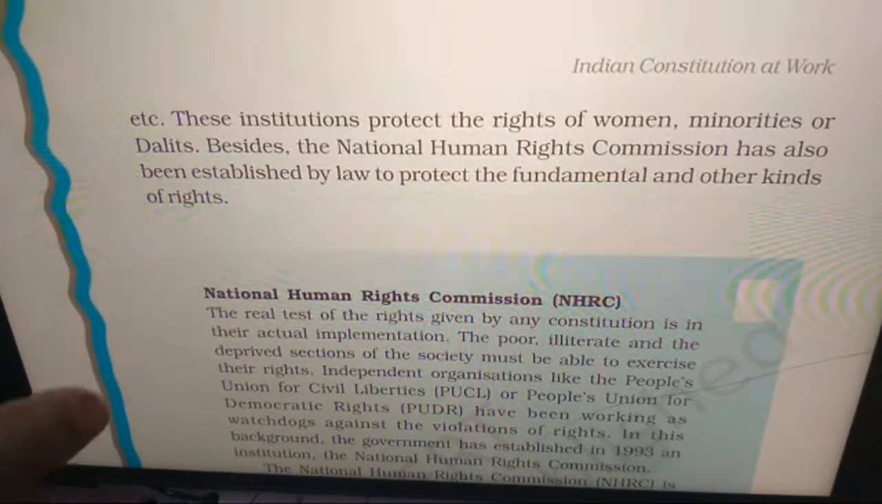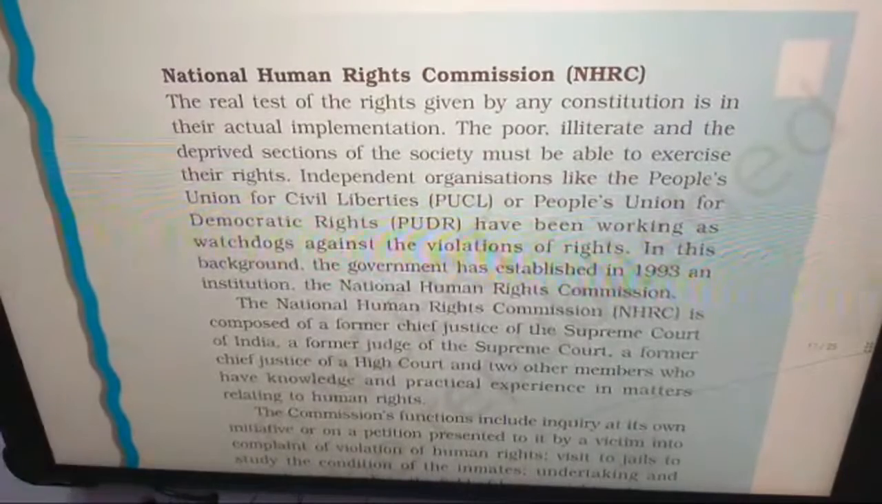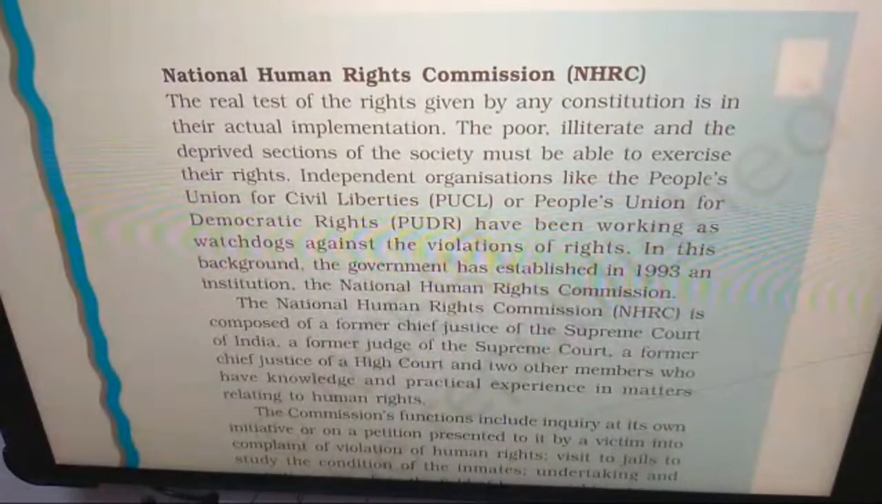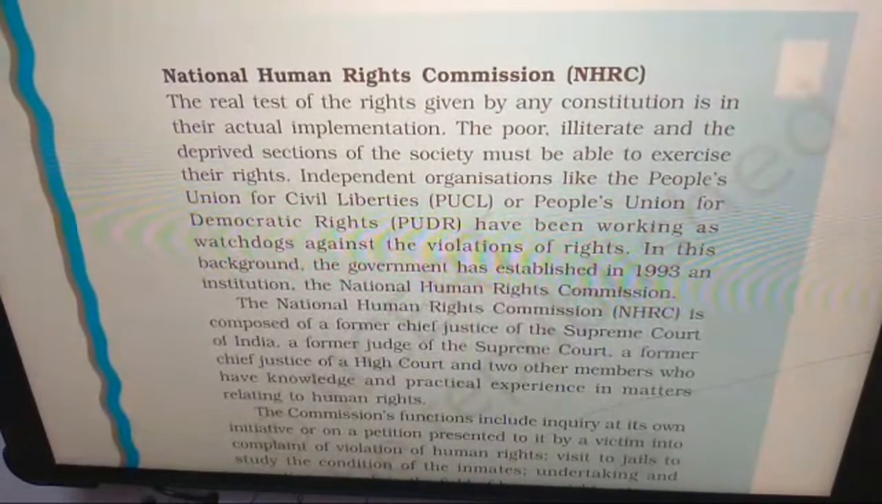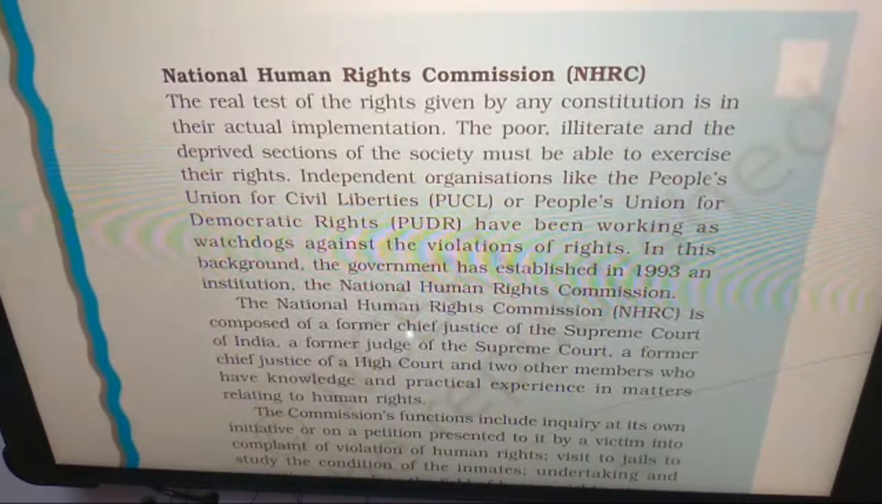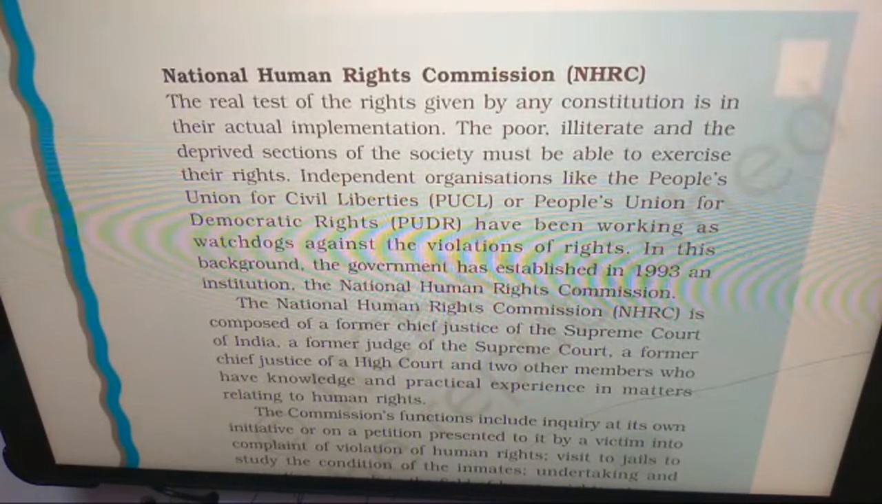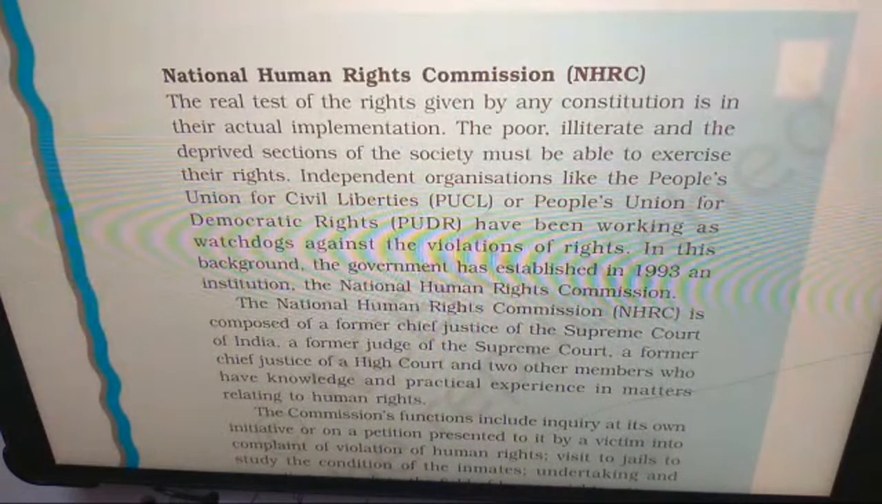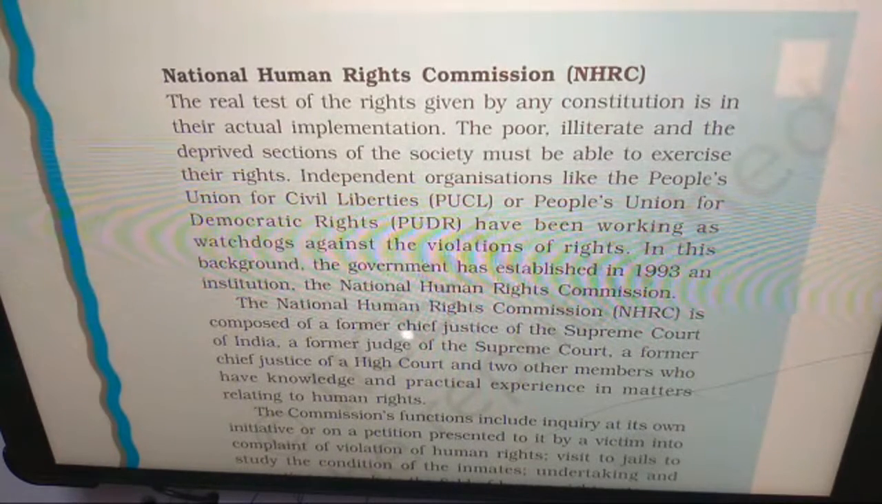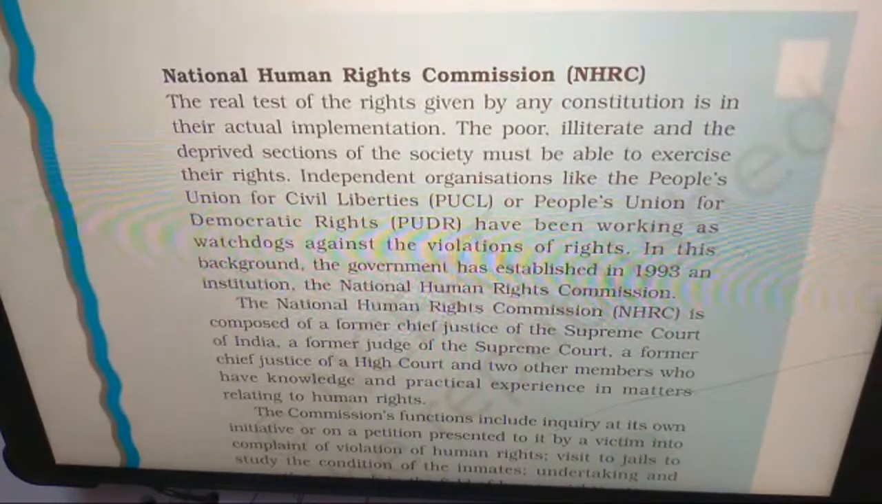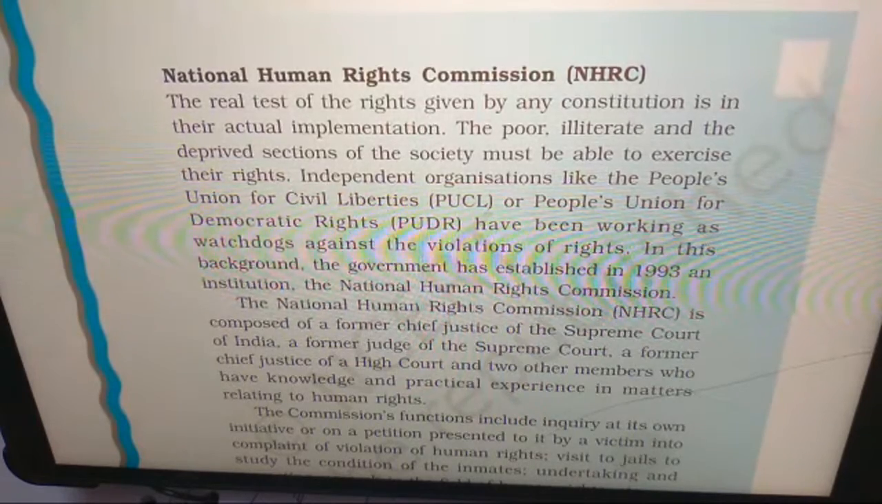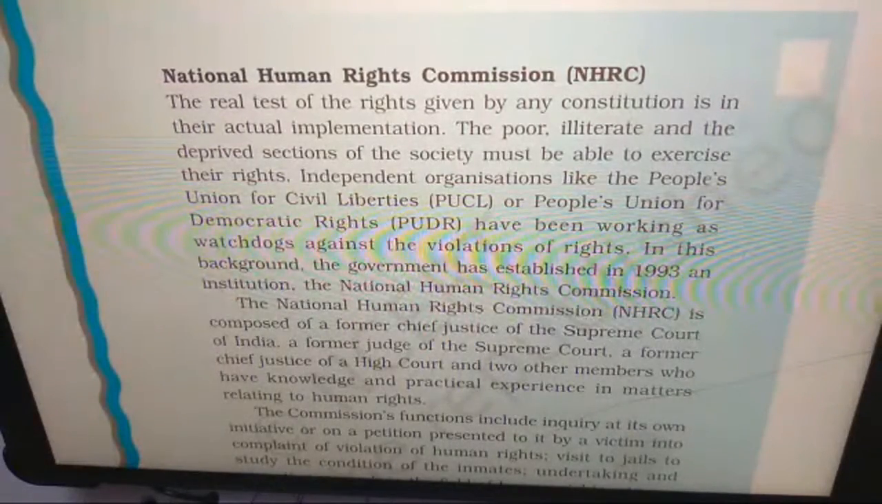National Human Rights Commission, NHRC. The real test of the rights given by any constitution is in their actual implementation. The poor, illiterate, and the deprived sections of the society must be able to exercise their rights. Independent organizations like the People's Union for Civil Liberties (PUCL) or People's Union for Democratic Rights (PUDR) have been working as watchdogs against the violations of rights. In this background, the government has established in 1993 an institution, the National Human Rights Commission.